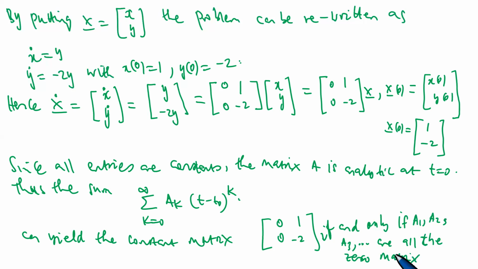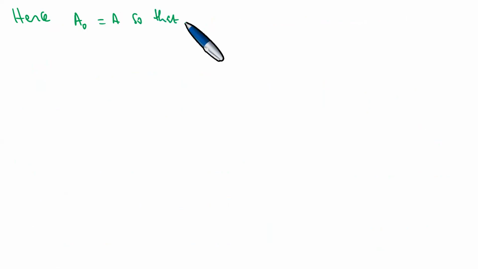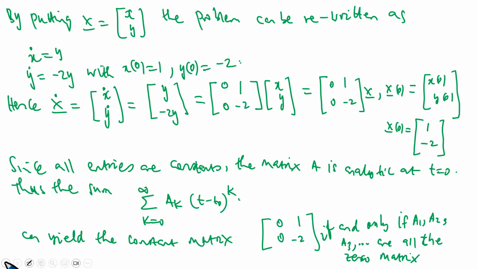Hence, this is how we start. We start with the matrix A0 and call it A. This is the power series method. So this is 0, 1, 0, minus 2.